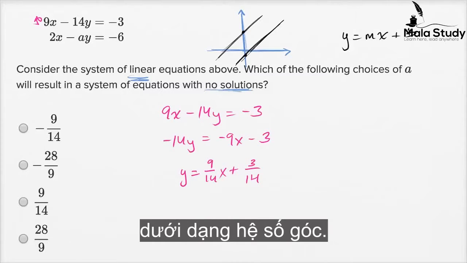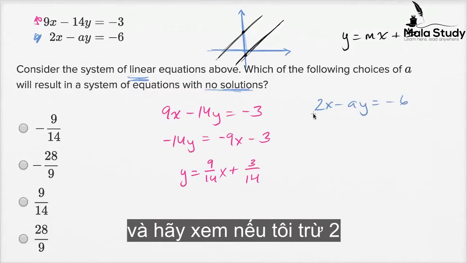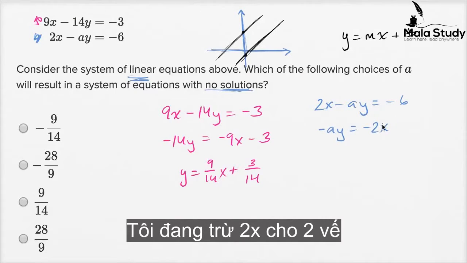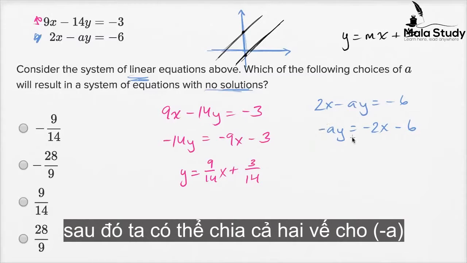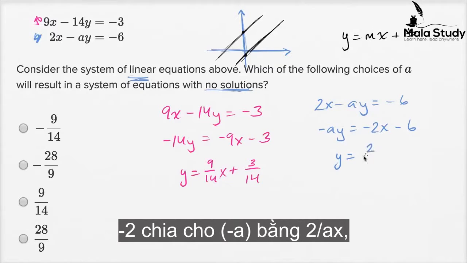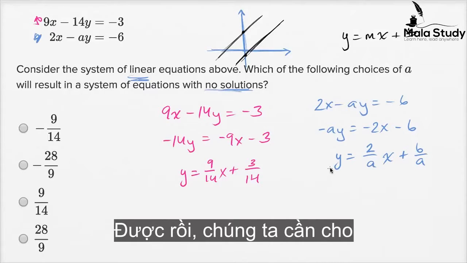Now let me write the second line in slope-intercept form. So I have 2x minus ay is equal to negative 6. If I subtract 2x from both sides, I get negative ay is equal to negative 2x minus 6. And then I can divide both sides by negative a, and I get y is equal to negative 2 divided by negative a, which is positive 2 over a x, and then plus 6 over a.